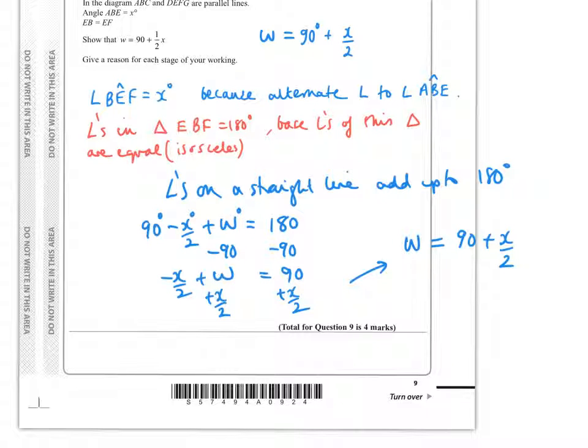You can either keep the degree signs all in or go with what the question actually did, and that is leave them out. So that's that question done.